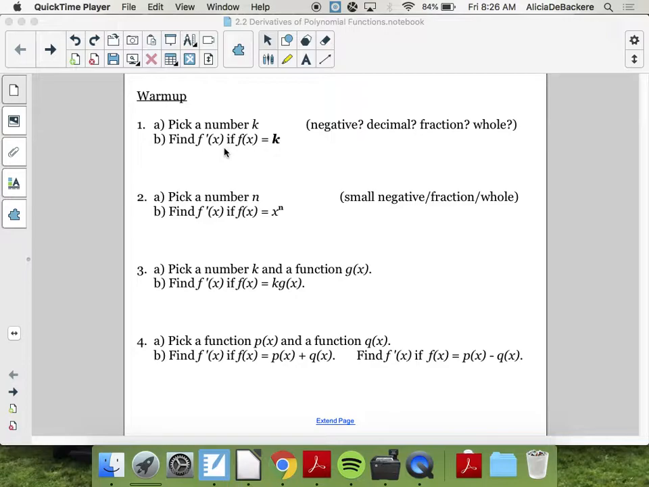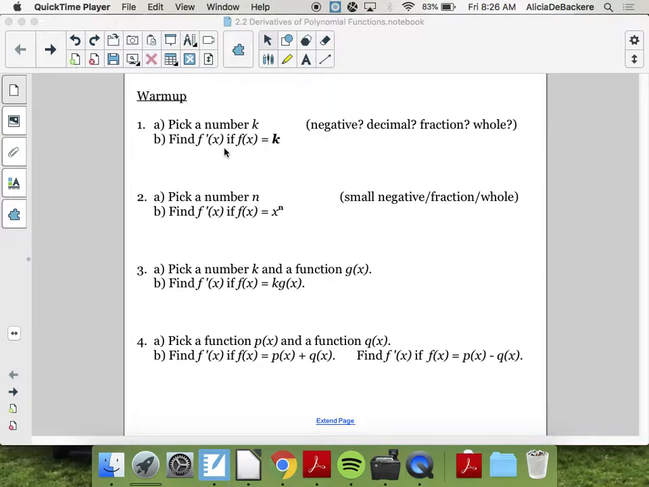And then in number two, you're picking the number n, which is going to be the exponent on x. So we're trying to find what is the derivative no matter what exponent I pick on x. And we should be finding a pattern. So I'd like you to try to compare these answers with your neighbors.